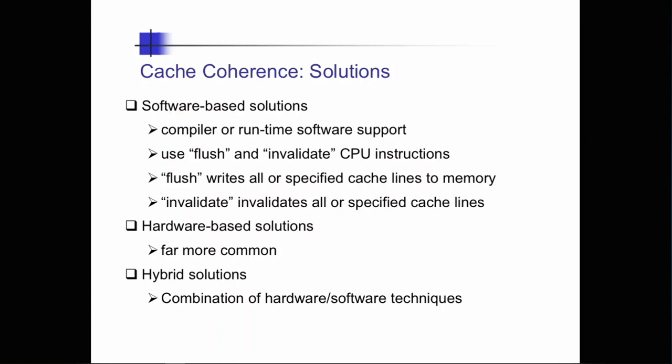In software-based solutions, there could be compiler or runtime software support that manages the cache to keep it coherent. Or we could have instructions called flush and invalidate that help keep the memory coherent, where flush writes all or specific cache lines or blocks to memory, and the invalidate instruction invalidates all or specified cache lines or blocks. We'll see this invalidate instruction in just a bit. We are also going to look at a hardware-based solution called the snooping protocol in just a bit.